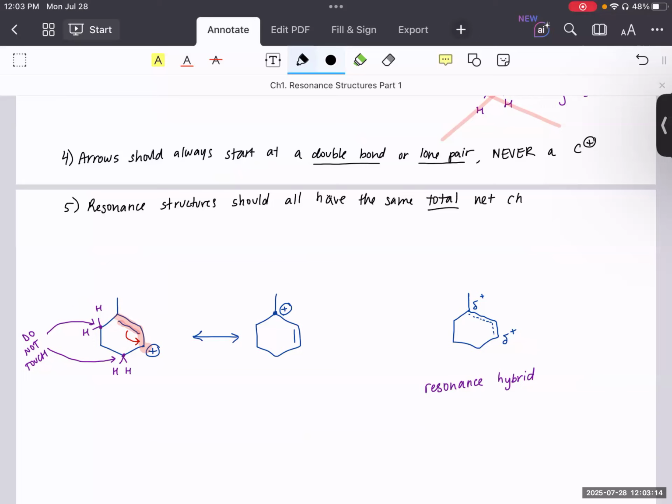And so an easy way to double check any resonance structures is just to make sure that you have the same total net charge, to make sure you didn't accidentally forget a charge.